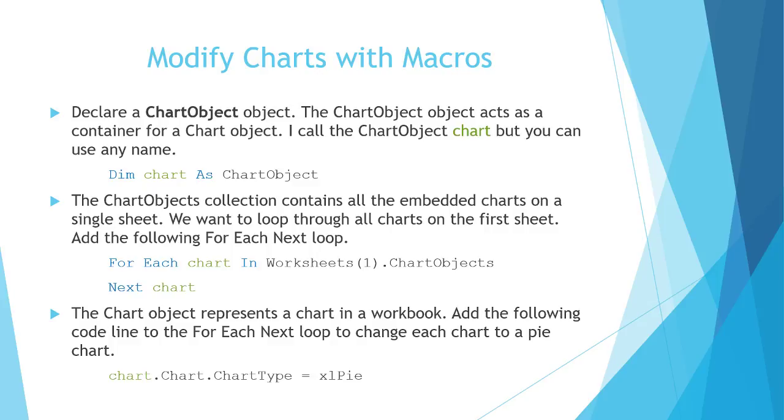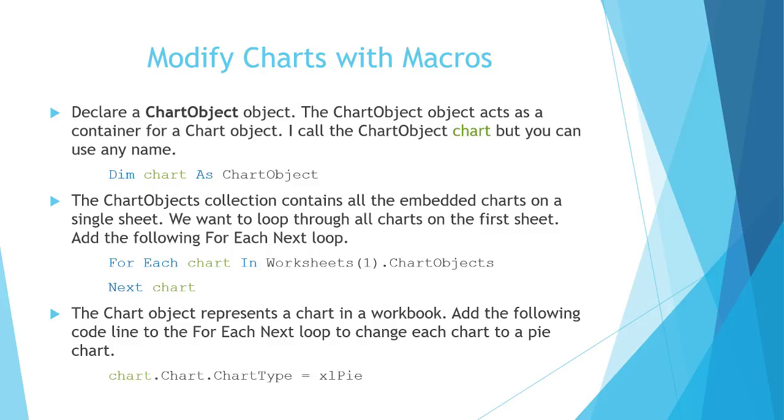But the way we're going to do this is we're going to set up a little quick loop. So for each chart in worksheets 1, period chart objects, next chart. So basically what we're saying is the variable is going to deal with every single chart object in the first worksheet. And we're going to keep adding to this variable by going into each different chart and adding it to the chart variable. So this chart object represents a chart in a workbook.